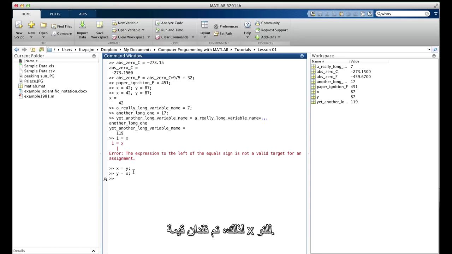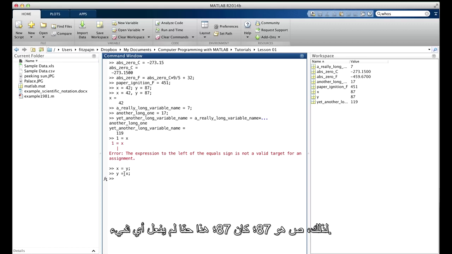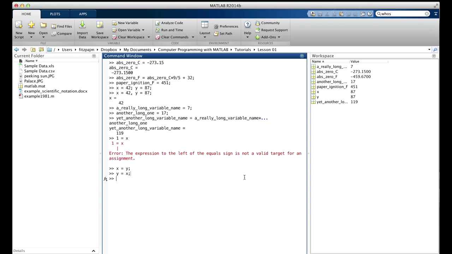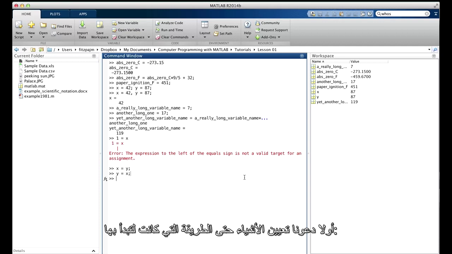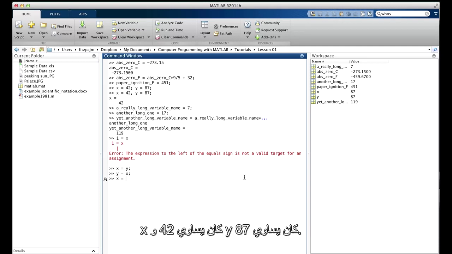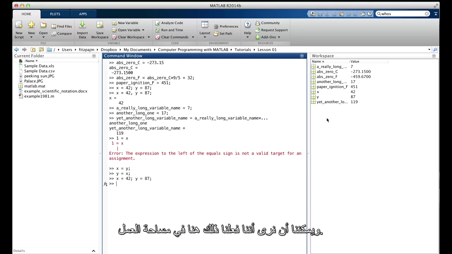So x's value has just been lost. 42 is gone. Then this next statement just copies whatever's in x, which happens to be 87 now, back into y. So y is 87, it was 87, that really didn't do anything. Well, let's do it right. First, let's set things up the way they were to begin with. X was equal to 42, and y was equal to 87. And we can see that we've done that over here in the workspace.